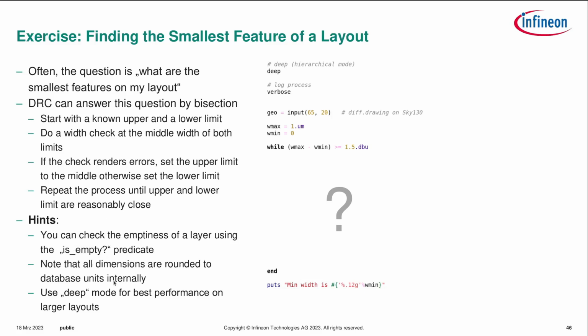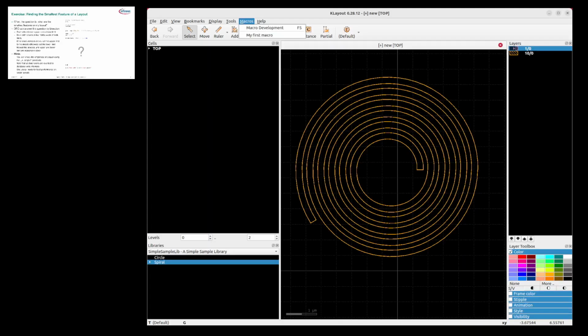It's also worth noting that internally all dimensions are rounded to the database unit, and this has some implications on the stop criterion, which means you should stop before you are below a single database unit, because otherwise you risk ending in an infinite loop. I was choosing 1.5 database units, and I would prefer to use deep mode because it simply has the best performance. So again, I would encourage you to try yourself, but I will show you now how this problem is solved.